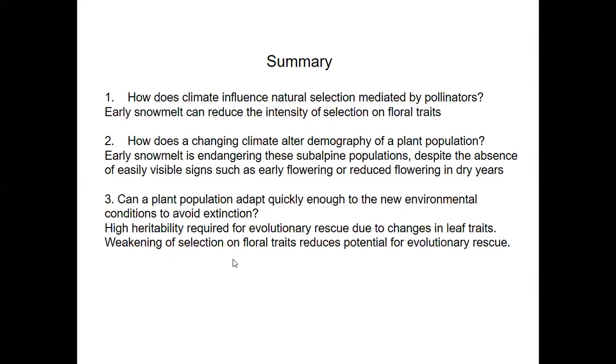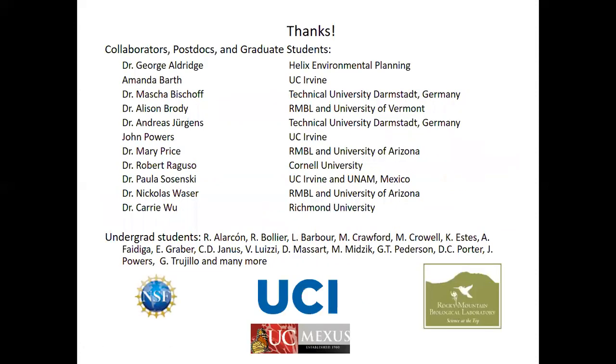So that raises the question of whether a plant population can adapt quickly enough to the new environmental conditions to avoid extinction. And what we know so far is that high heritabilities, perhaps unrealistically high, would be required for rescue due to changes in leaf traits. And also bad news, weakening of selection on floral traits is reducing the potential for evolutionary rescue. But we're still in the process of answering this question. So stay tuned for the full set of data and results.